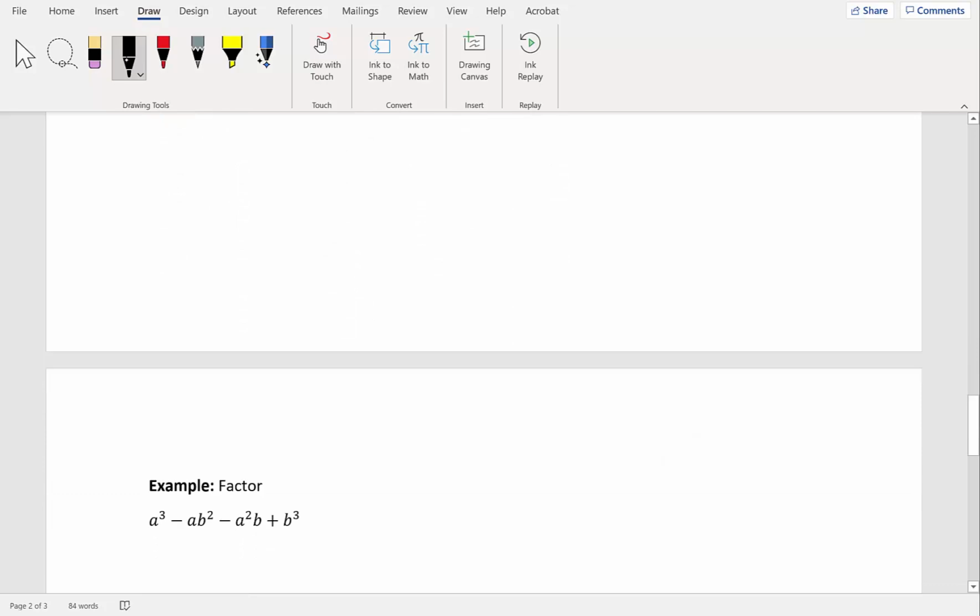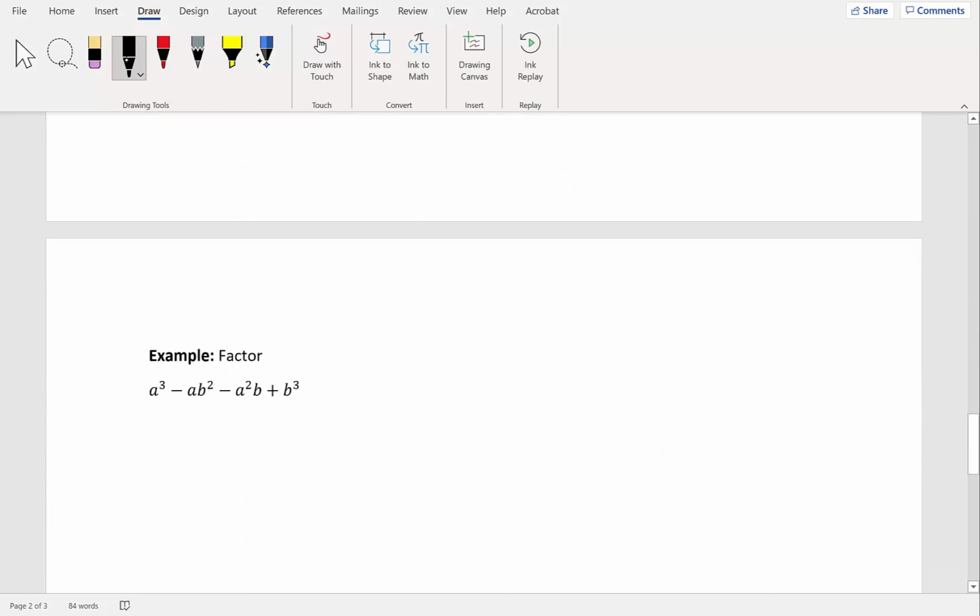So we have a couple more. Now we have this polynomial with 4 terms. But first, let's take a look and see if they have a GCF. Okay, I notice that these 3 have an a, but this one doesn't. So a is not a GCF. That's not a common factor.